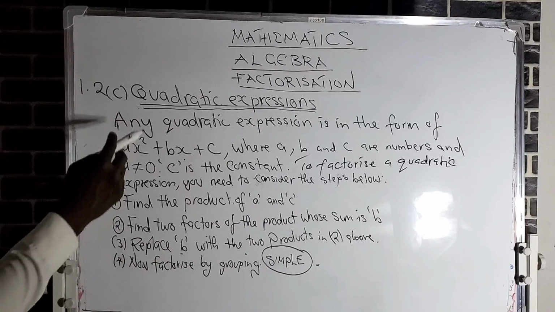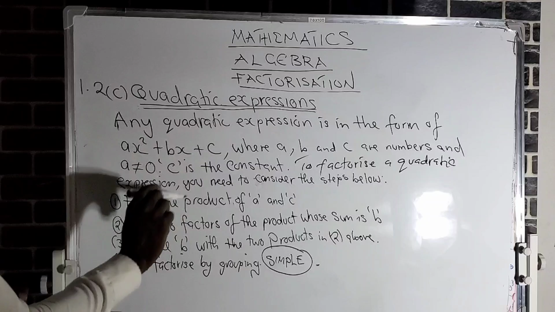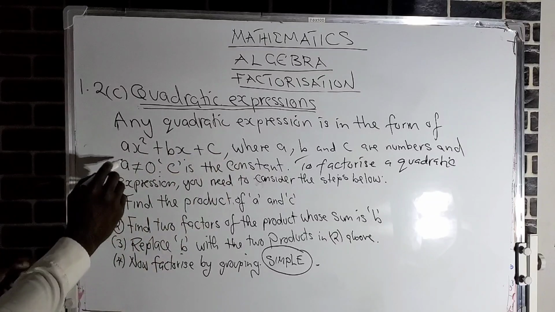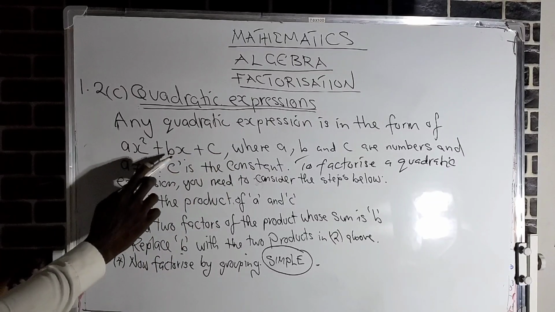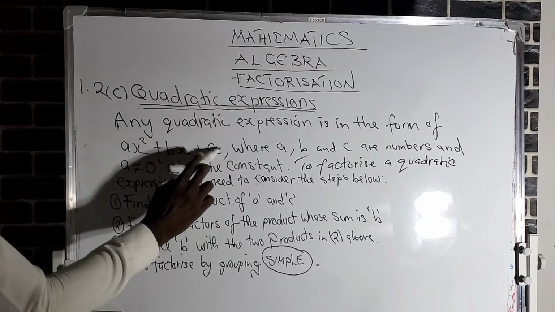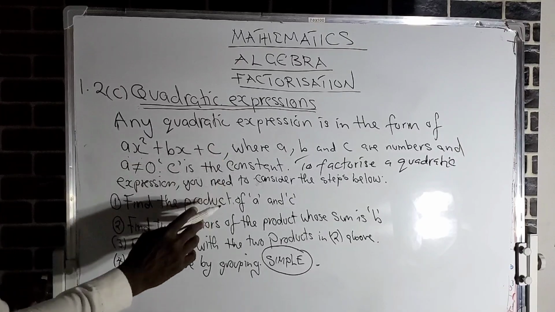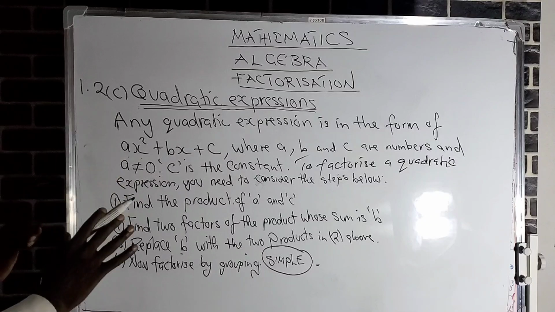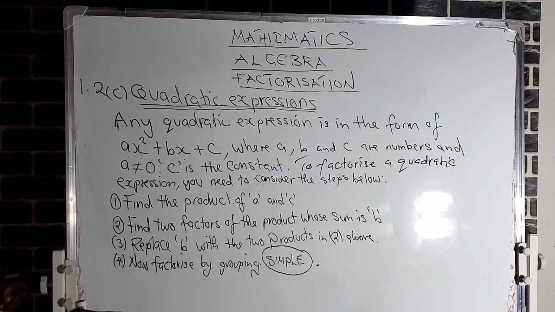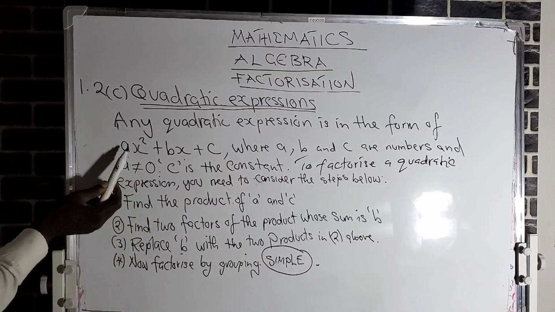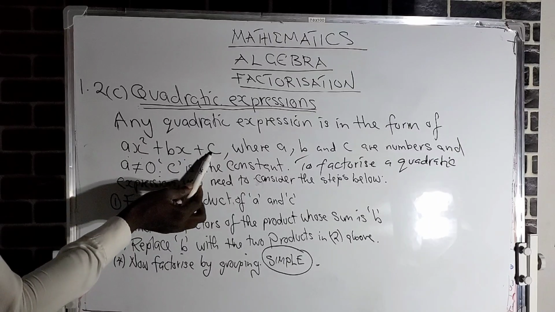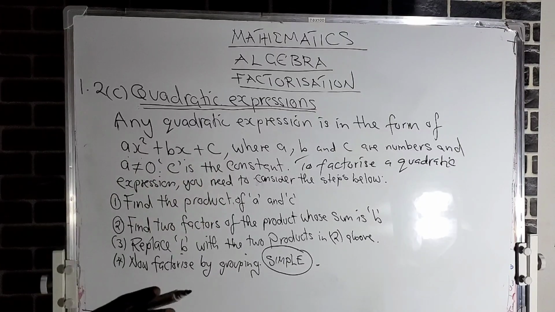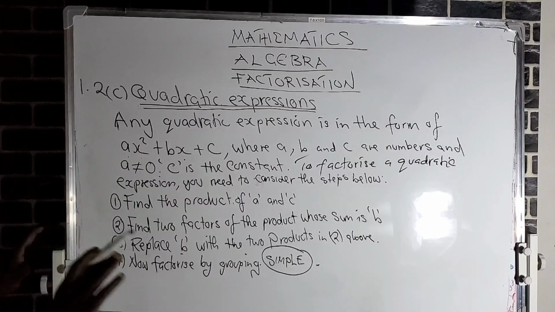Now, any quadratic expression is in the form of ax² plus bx plus c. Not equals to 0. When you add equals to 0, it ceases to be a quadratic expression. It becomes an equation. Okay, where a, b, c are constant numbers, are just numbers.